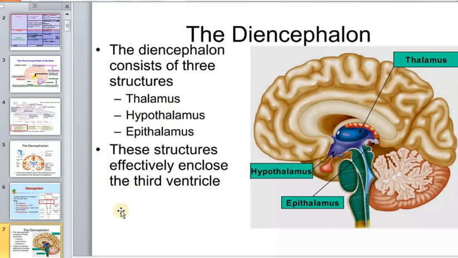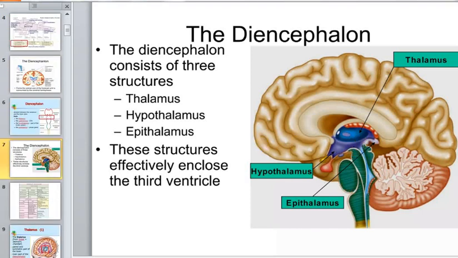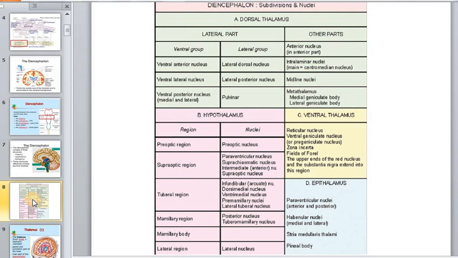All these structures effectively enclose the third ventricle, but the thalamus occupies 80% of the diencephalon and looks like two X shapes, one from the right side of the brain and one from the left side. The thalamus consists mainly of gray matter, and in this gray matter, as you know, are the bodies of neurons. Here we see a lot of nuclei which contact with different parts of the brain and different parts of the body.